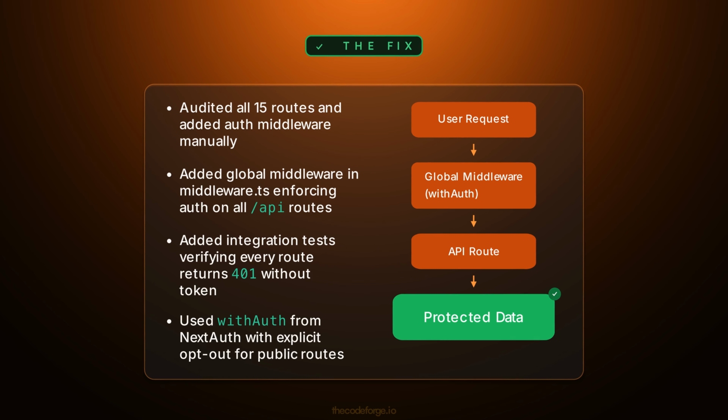A global middleware was added in middleware.ts, using withAuth, that enforces authentication on all /api routes by default, with explicit opt-out for public routes like webhooks. Integration tests were added to verify every route returns 401 without a valid token.